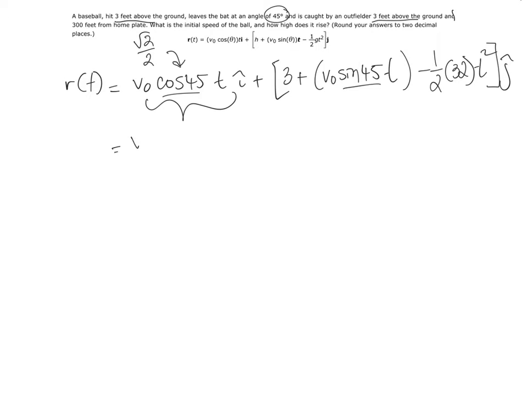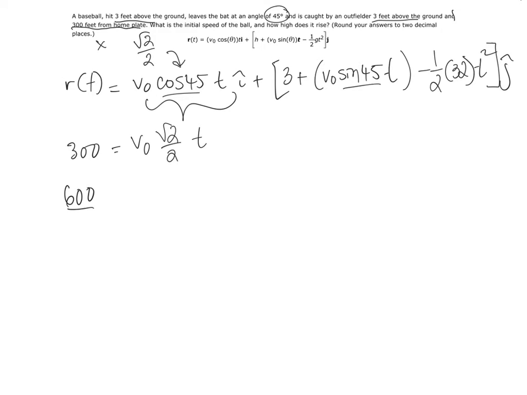So it's going to be root 2 over 2 times t equal. So as you know, it was 300 from the home plate, which is the x direction. So this whole i component is going to be equal to 300. Then I'm going to solve for t. After I solve for t, I'm going to plug that t into the j component to find the initial velocity.